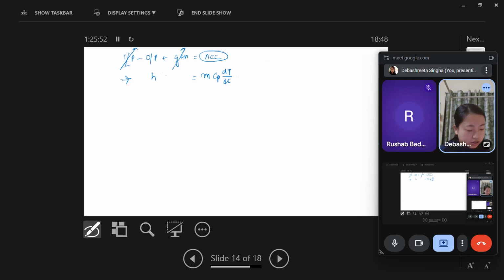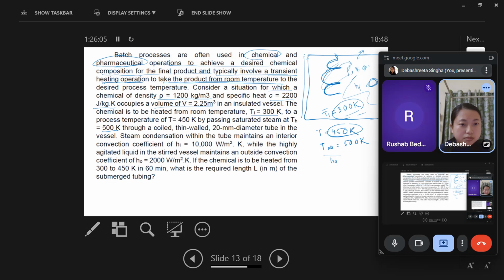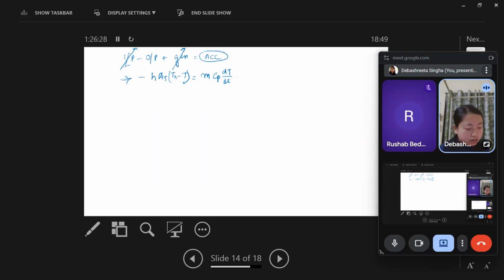So that is h in s minus hs, th minus t. Convection is taking place outside, so the outside temperature should be taken. Outside temperature was how much? 500 Kelvin. So that is th or t infinity, whatever. And then the t, the final temperature. Okay. So it can be given like this.